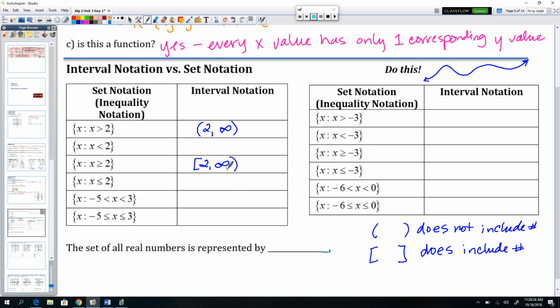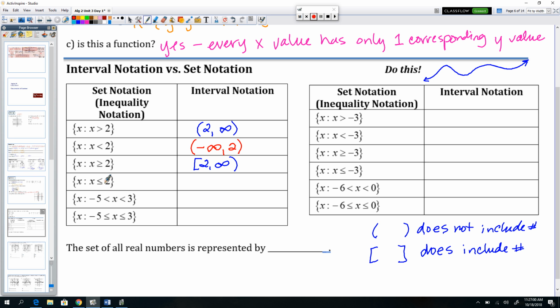Infinity special, it always gets a soft bracket. Now, if we pop back up to the second line, everything less than 2, you're saying everything in the domain is everything from negative infinity all the way up to 2. When you say x is less than 2, it's negative infinity all the way up to 2 is the domain that you're declaring.